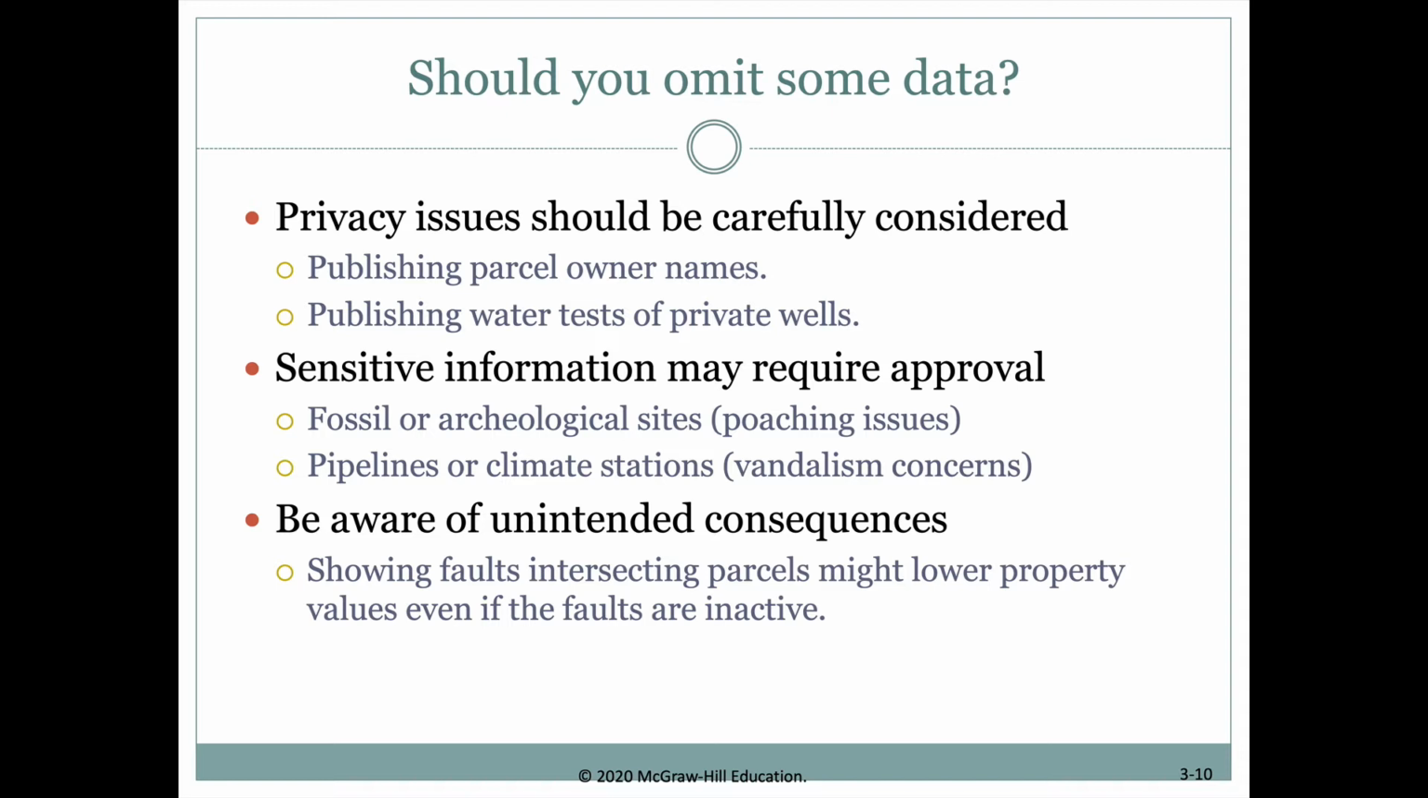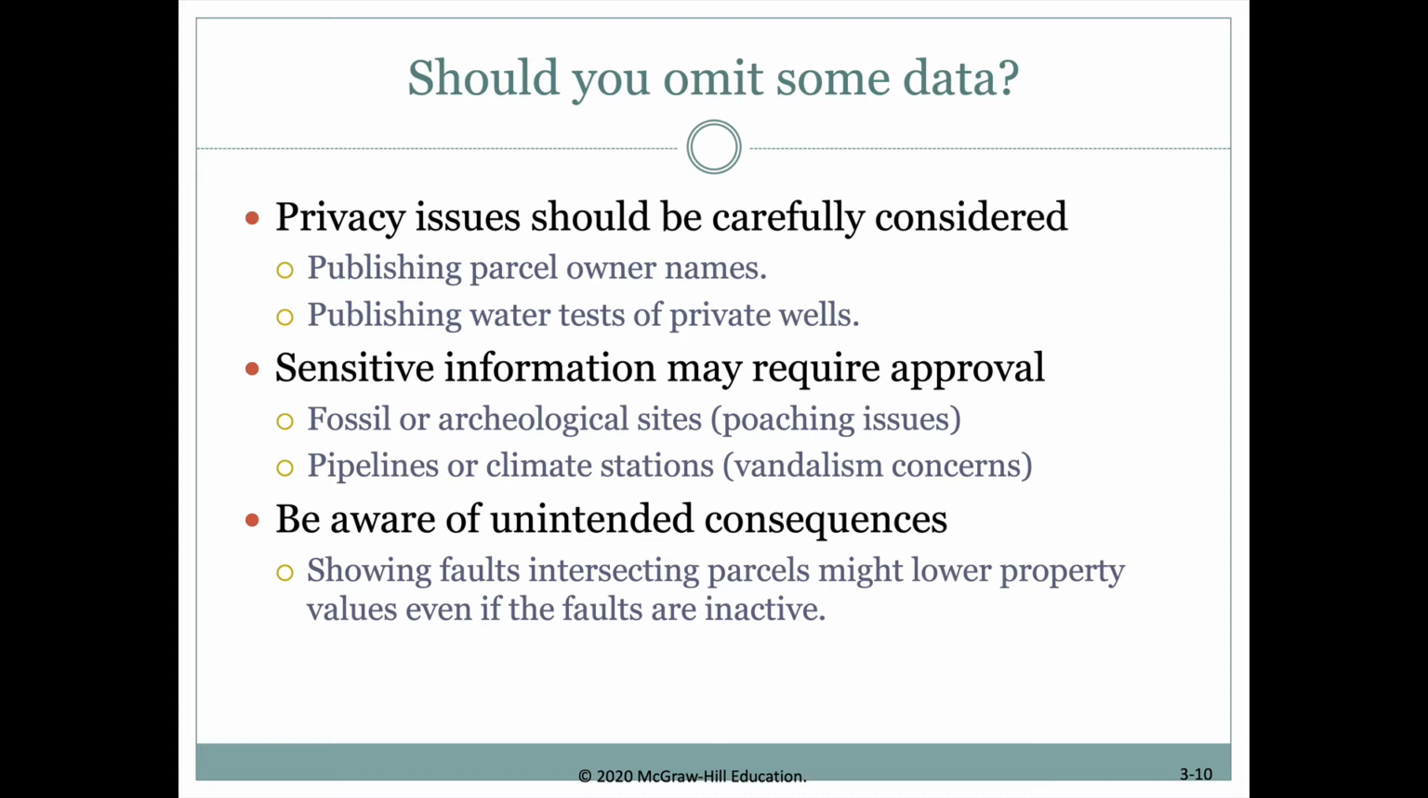So that leads to the question of, should you omit some data or leave some data off of your map? Of course, we have all this great data out there and we tend to want to use it because we have it. But there can be some issues associated with various sorts of data. For example, there could be privacy issues. There's all sorts of information out there on parcel owners and who they are and even how much they pay for their property, or where water tests were conducted on private wells, but is it right to put that on a map? It's a question to consider.